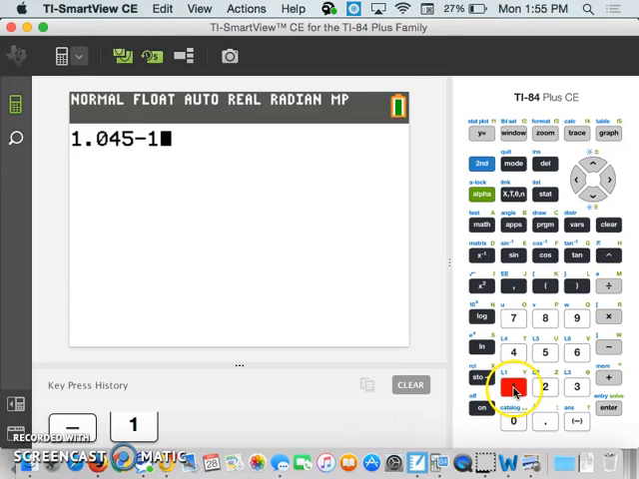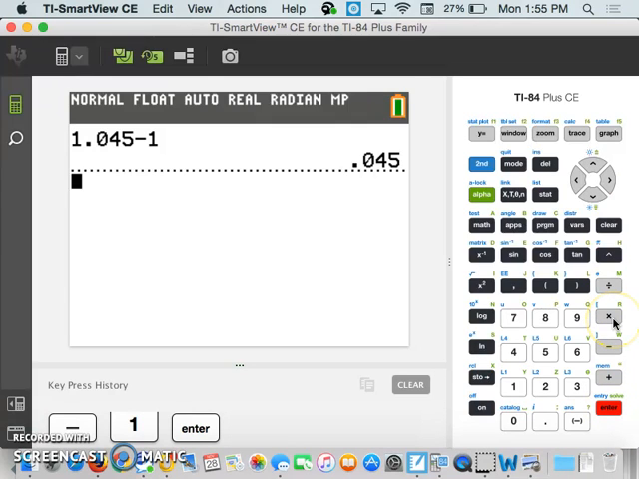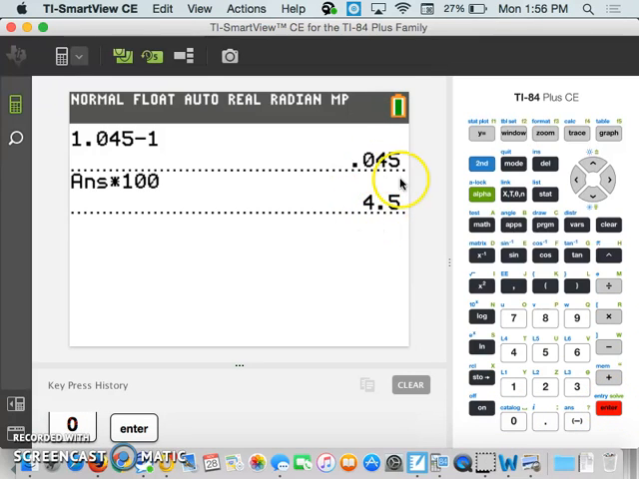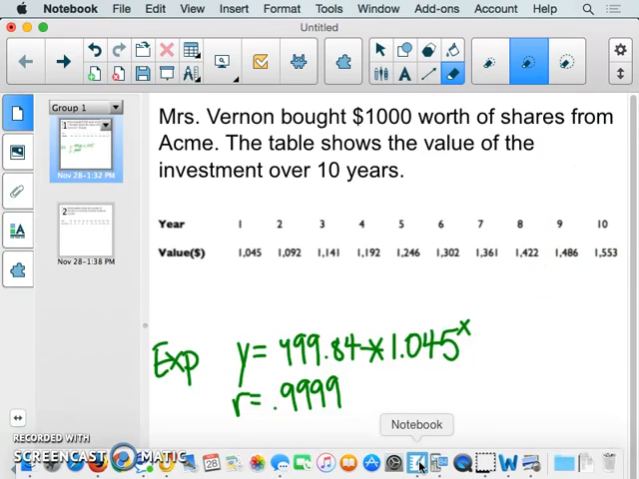So we have to subtract 1 to get the decimal form of the percent, and then multiply by 100, and then that gives us the percent. So Mrs. Vernon is earning 4.5% annually. Go ahead and fix that 9.